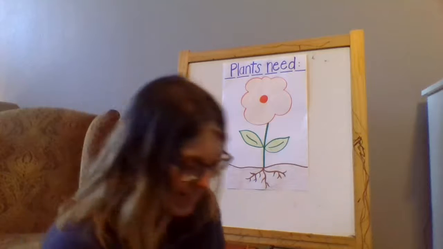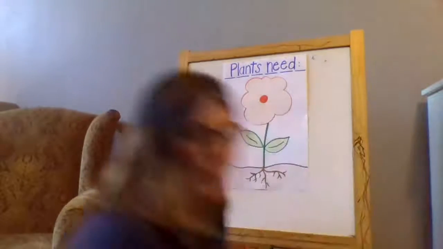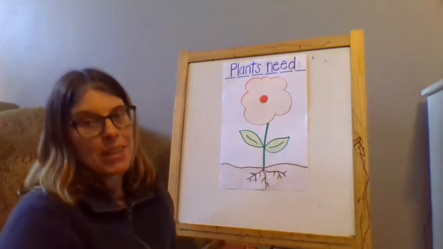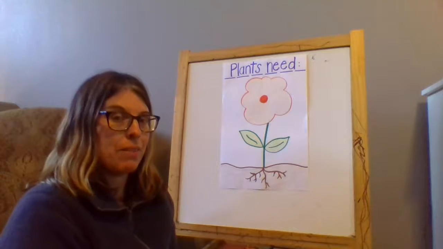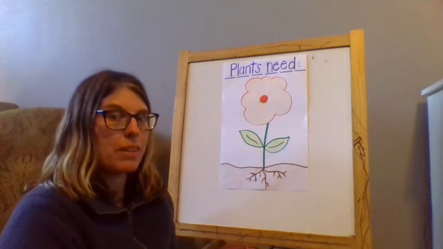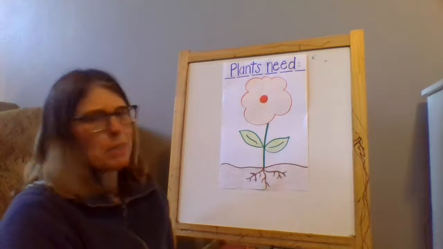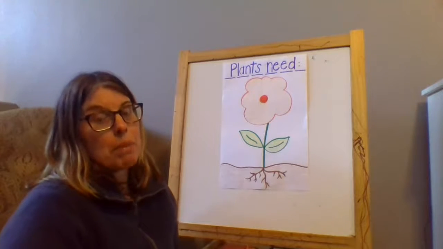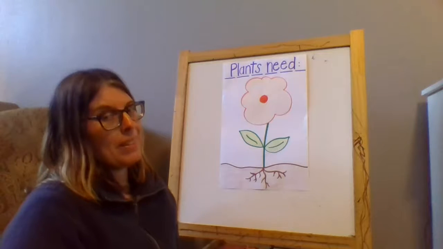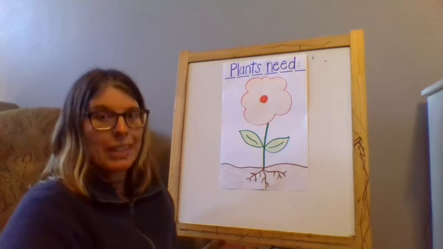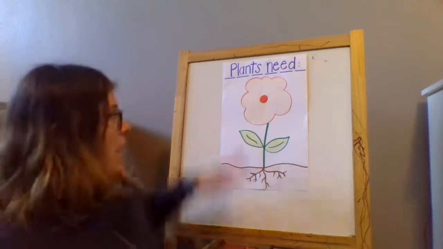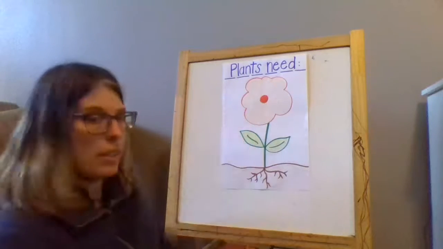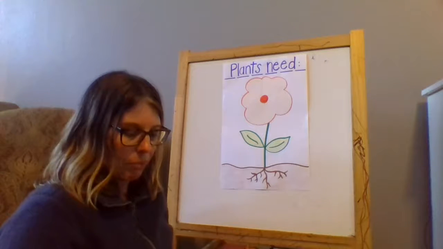Okay, let's get started. So one of the first things we talked about that humans need is food. Do plants need food? They do. Now, we talked about this last week, but do plants go shopping? No. Do plants go hunting for food? No. How do plants get their food? Right. They use energy from the sun to make food.